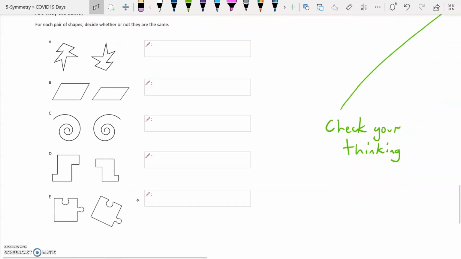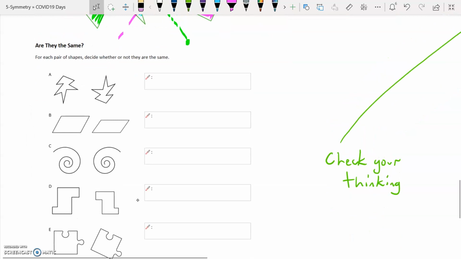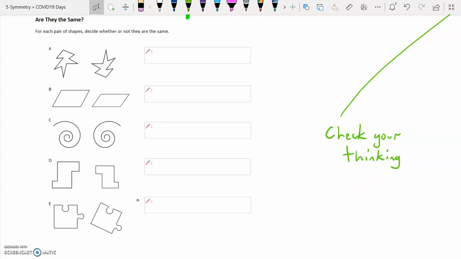Okay, and the last problem set, you're just trying to decide if the 2 shapes are the same, which mathematically we call congruent, if they are the same. So congruent means they're the same shape, they're the same size, they may just be flipped, spun, or slid to a new location or orientation. So for the first pair of shapes, yes, they are the same. So they are congruent.